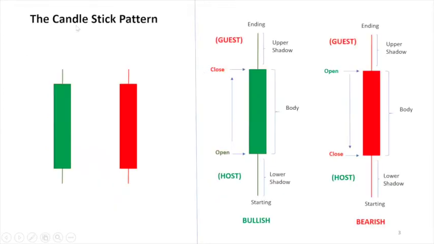So this is the candlestick pattern. The green color candlestick is known as a bull candle. That means the price is going up. The price is bullish, we call it bullish. And the red color candle is a bearish candle, that means the price is coming down. So green color means the price is going up, and red color means the price is coming down.